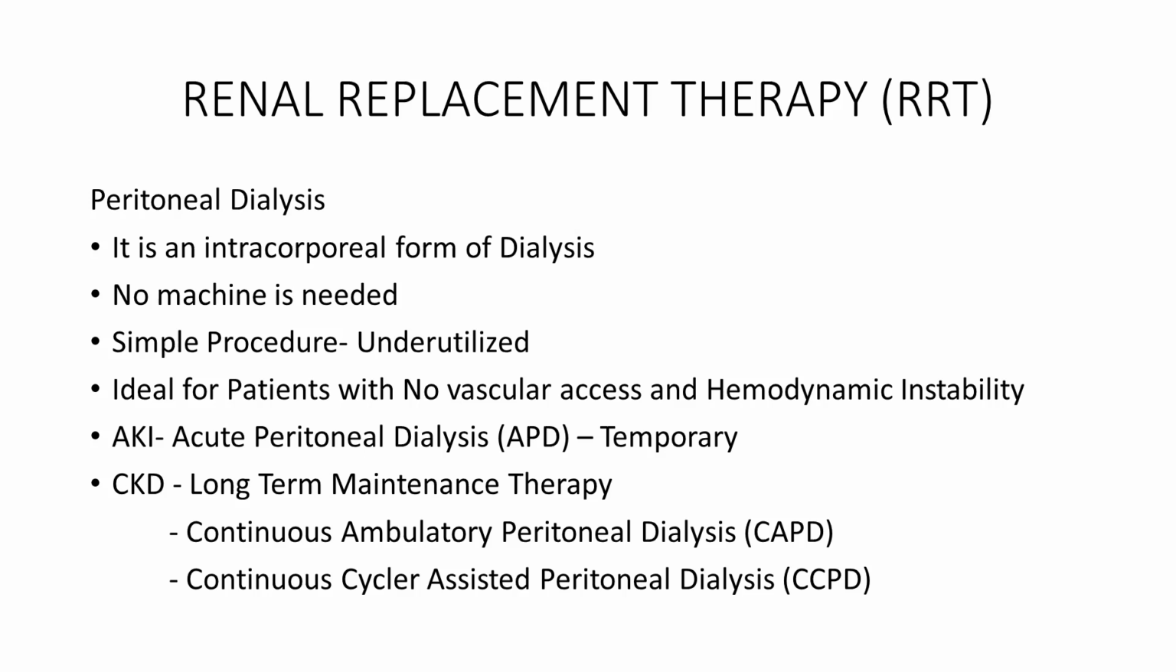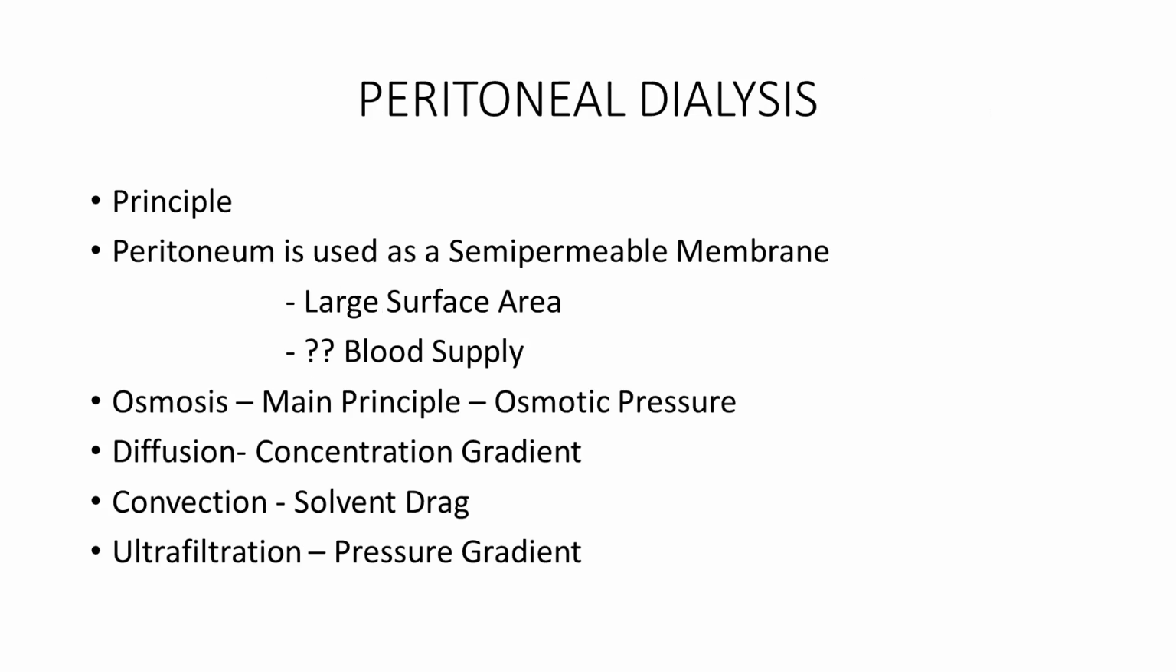It is ideal for patients with no vascular access, because in peritoneal dialysis you don't need any sort of vascular access, and patients with hemodynamic instability are also candidates for peritoneal dialysis. It can again be of two types. Acute peritoneal dialysis for acute kidney injury, which is temporary. Long-term therapy can be in the form of continuous ambulatory peritoneal dialysis, famously called CAPD, or continuous cycler-assisted peritoneal dialysis, CCPD. CAPD is a very common term nowadays, and it's a main modality of treatment in many parts of the world, especially Canada, Hong Kong, and Mexico.